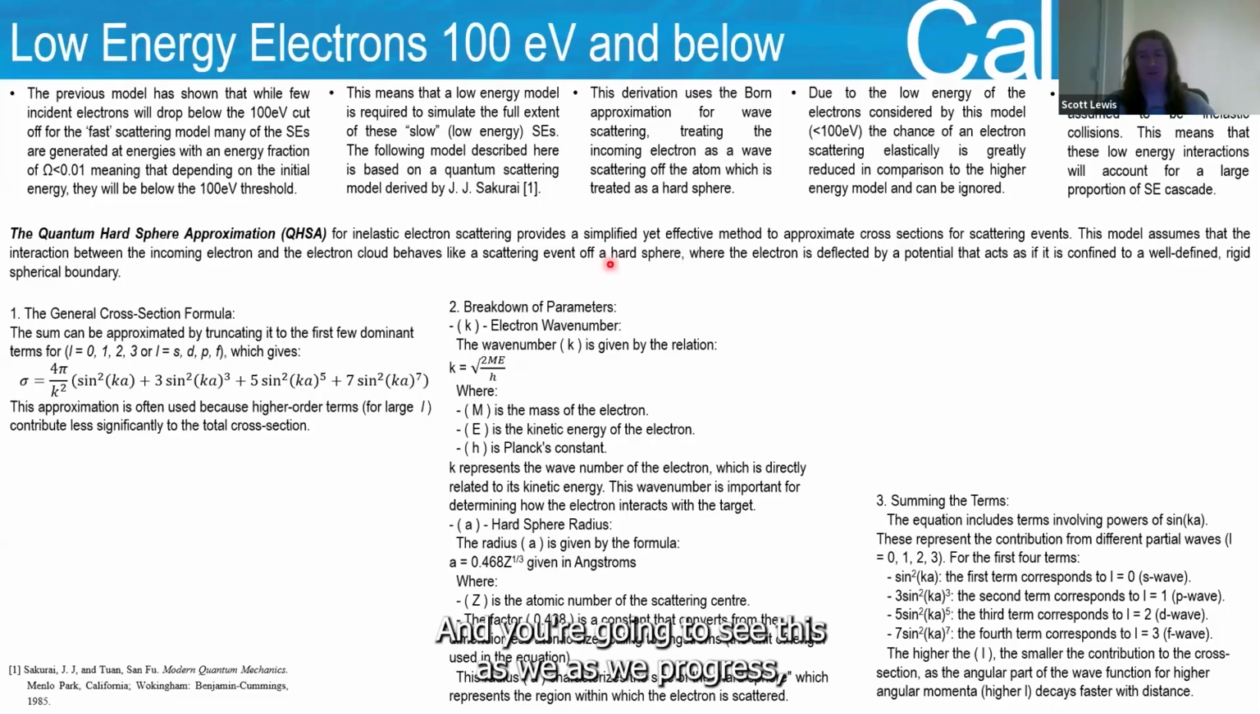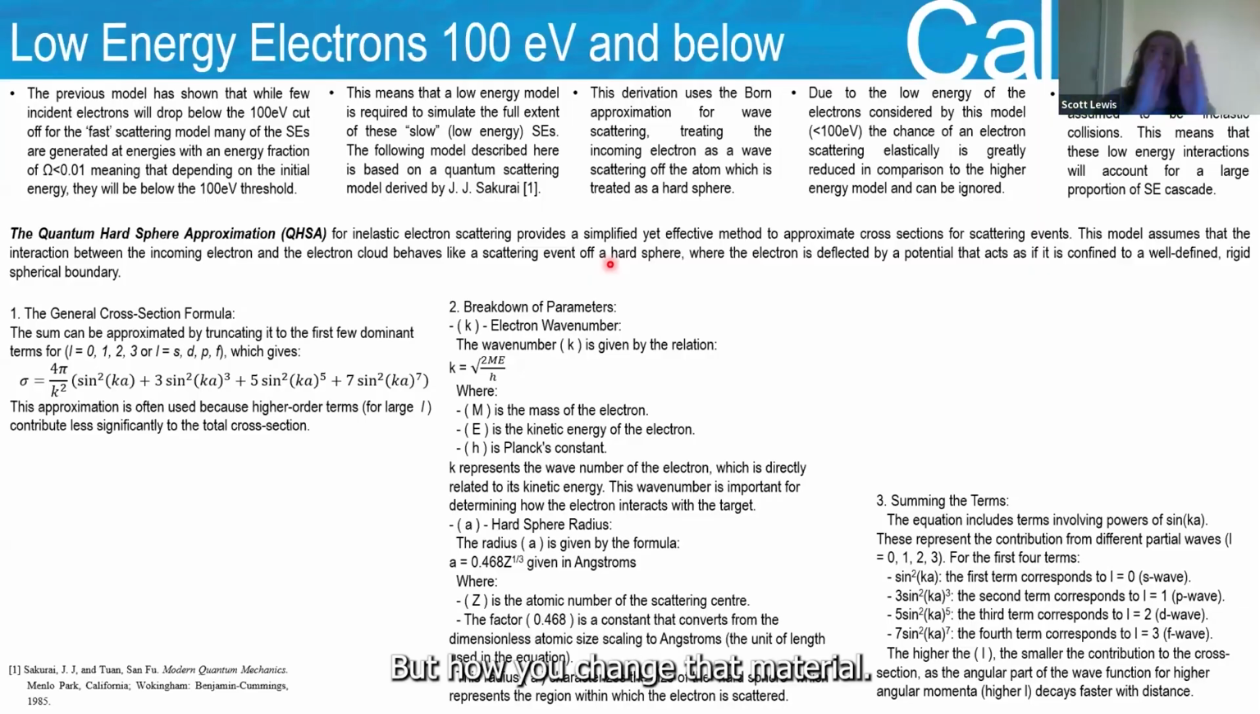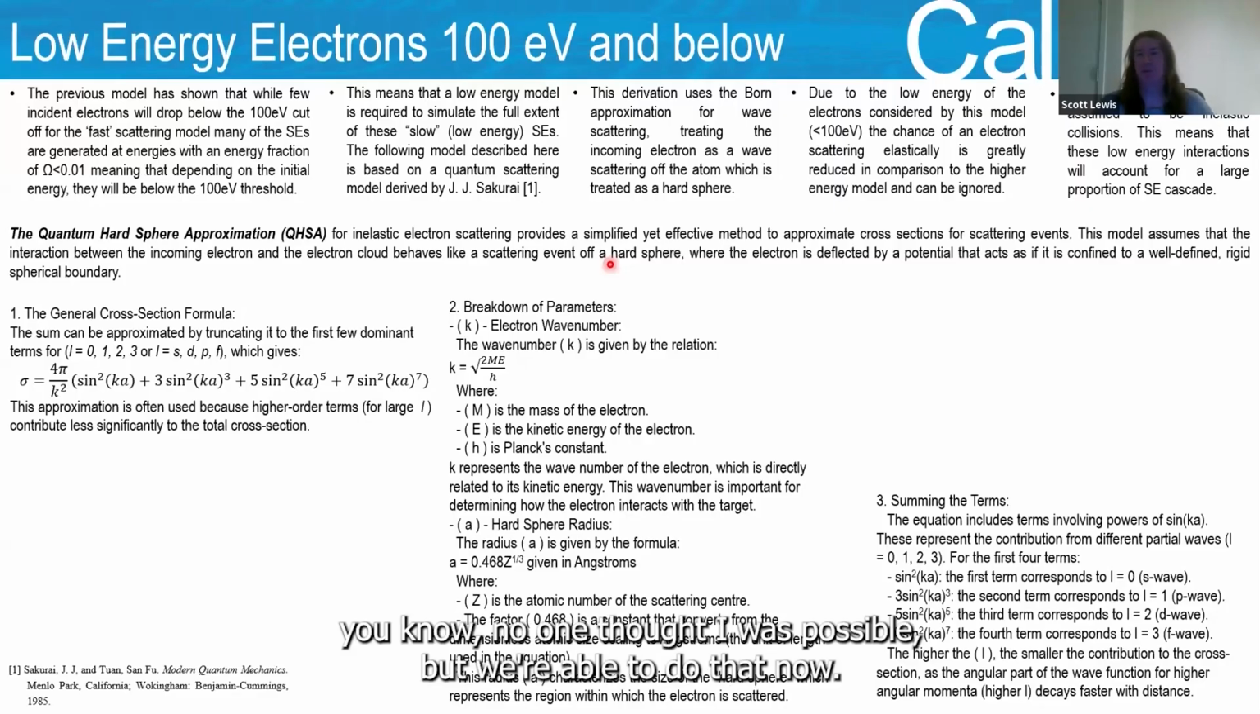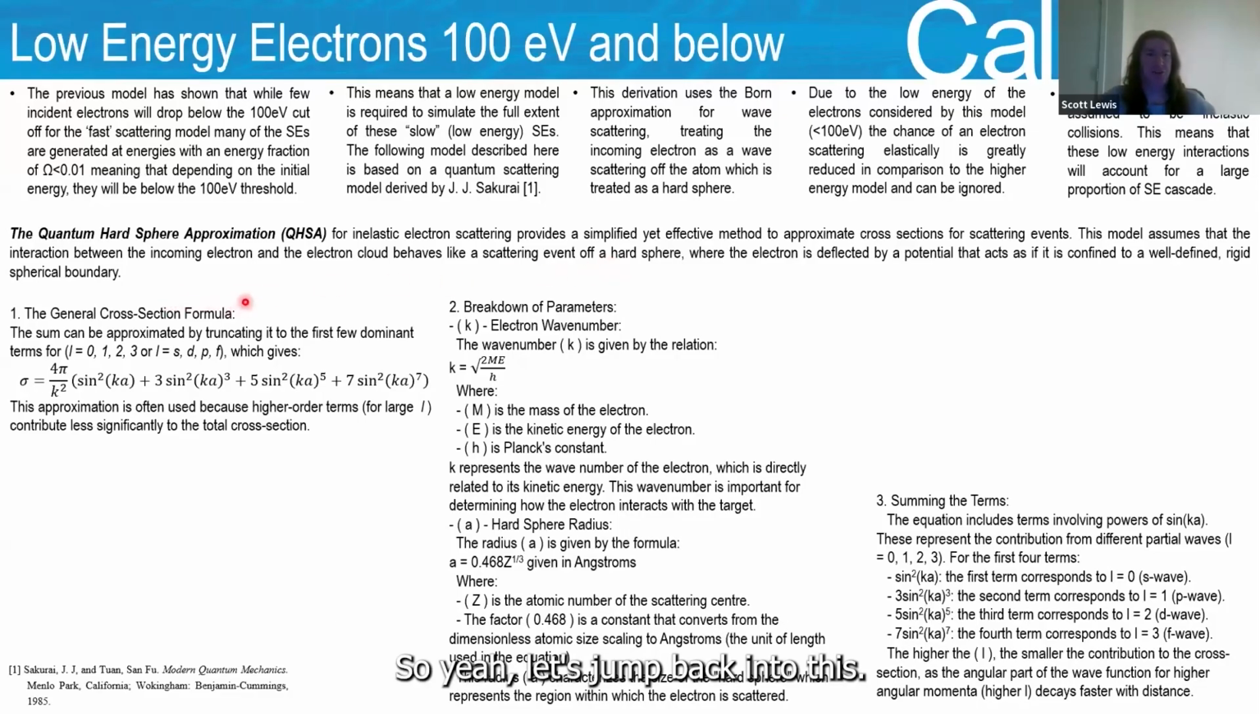And you're going to see this as we progress, because the numbers that fly out don't really matter. It's the correlation from one material to another, and how you change that material. So if you change one atom, for instance, then you're able to normalize it. When you go to test these at a synchrotron, or test them in E-beam, it's very easy to do. And then you can actually correlate electron beam to EUV, where no one thought that was possible, but we're able to do that now. So let's jump back into this.